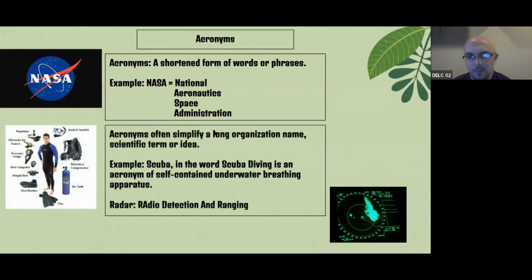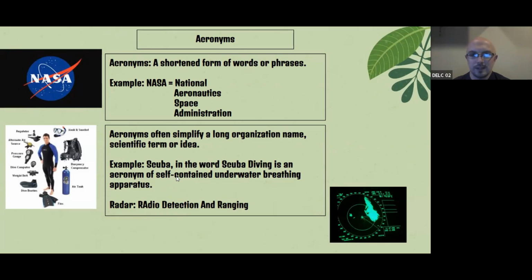There are many examples of acronyms that we use every day, and they will often simplify a long organization name or make something that's very long shorter. For example, scuba diving, this activity where we put the oxygen on our back and we can go inside the water. We call this scuba diving. But scuba has a meaning. Scuba means self-contained. So SC, self-contained underwater breathing apparatus.